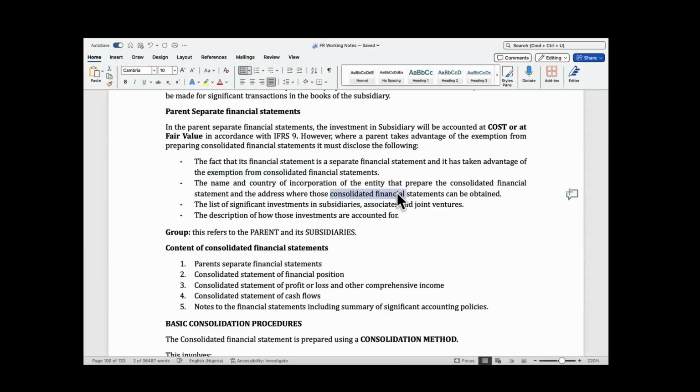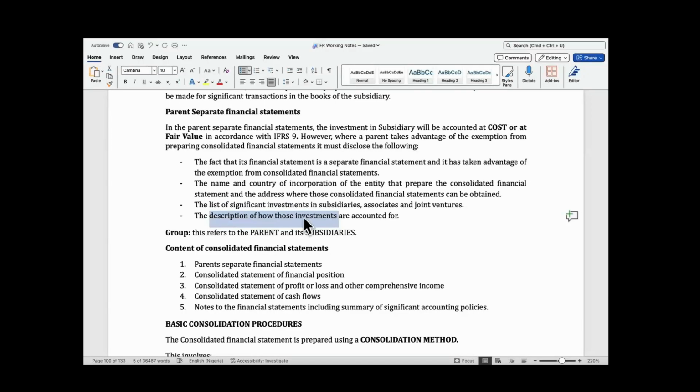That is your own parents. You are a parent to others, but you too, you have a parent. So you decided not to prepare consolidated account. But you need to tell us, so that those people that need a consolidated account, you need to tell them the name and country of incorporation of the entity that is preparing, and also the address where they can get that consolidated account. You need to also tell us all your significant investment in subsidiary, associate, and joint ventures. You need to tell us how you have accounted for those investments in your books.